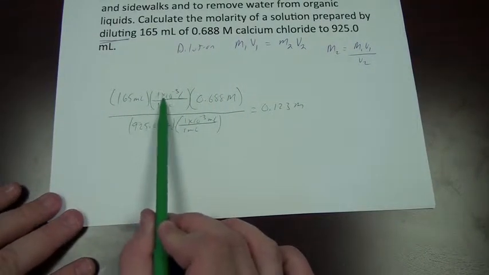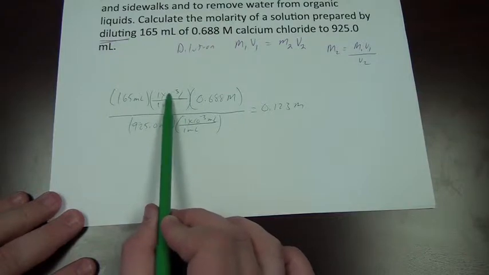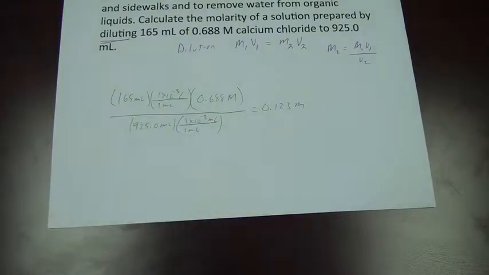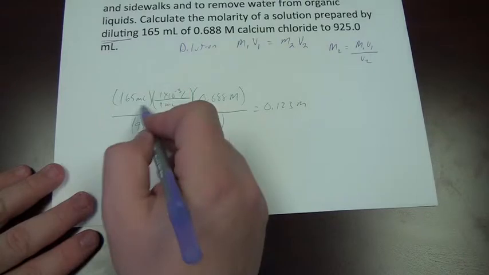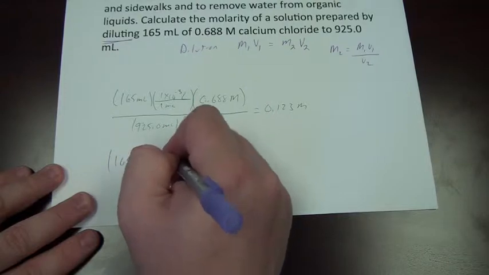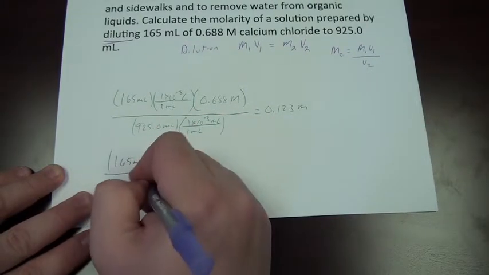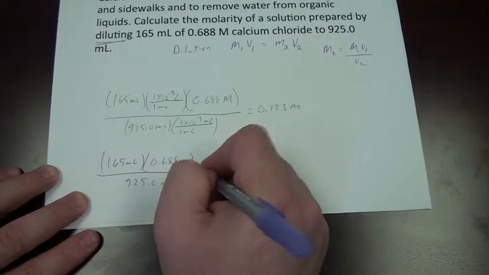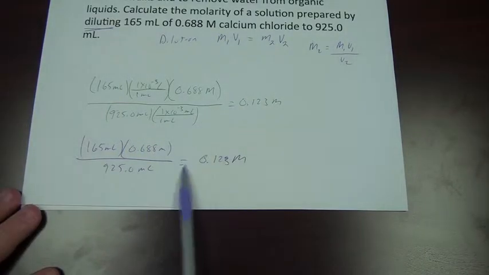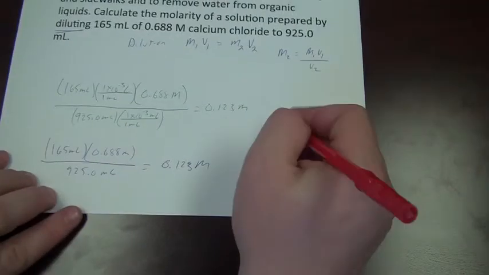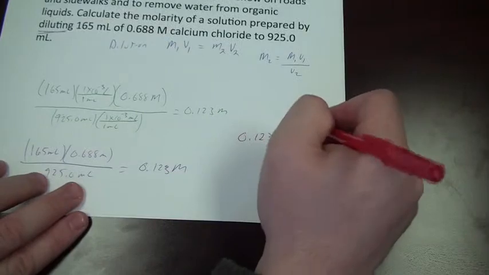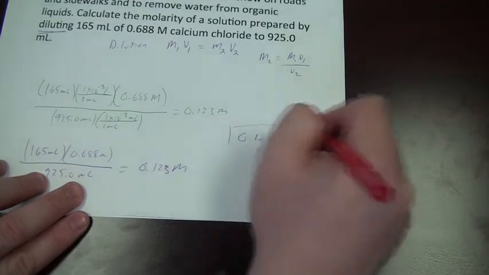So we're going to take all of this, divide by all of this. If we look at this, we have 1 times 10 to the negative 3 on the top and 1 times 10 to the negative 3 on the bottom, which is going to cancel out. So we can actually do this calculation using just the milliliters. 165 milliliters times the concentration divided by 925.0 milliliters gives us this same value. So whichever way we do this, we get this diluted concentration of 0.123 molar CaCl2.